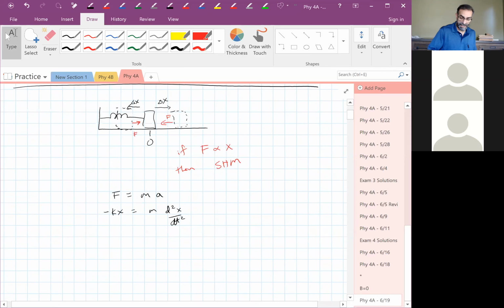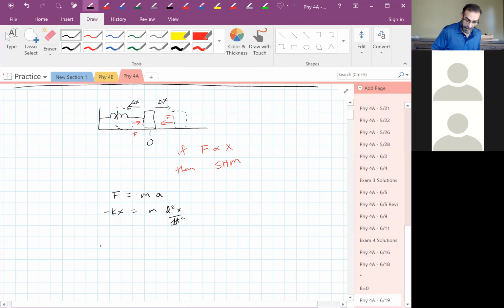Again, this is very easy to solve. Sine or cosine function works really nicely anytime the force is proportional to the displacement. Springs, the force is proportional to the displacement. That's an easy one, right? What about other things? There are other things.